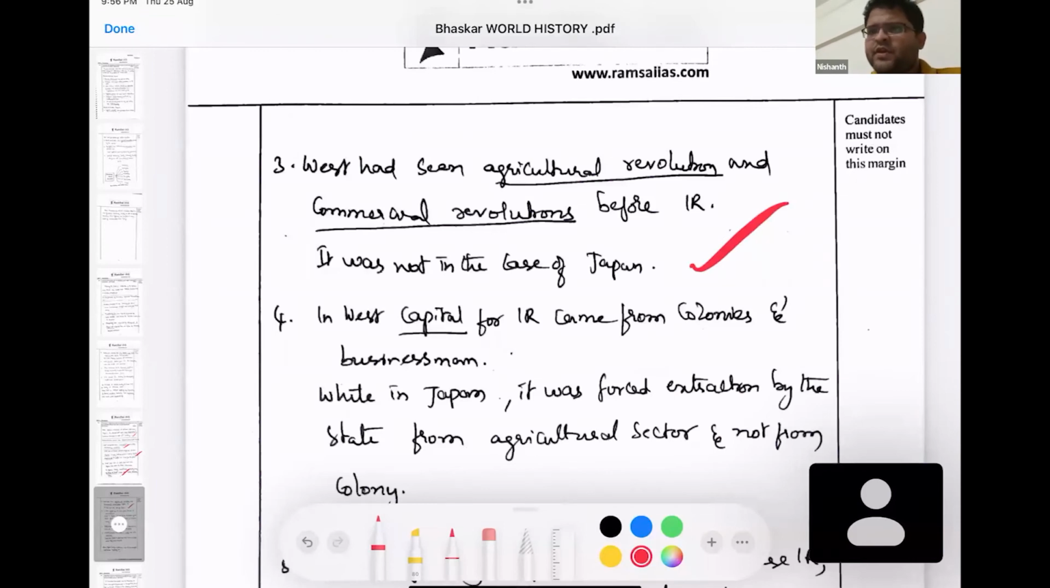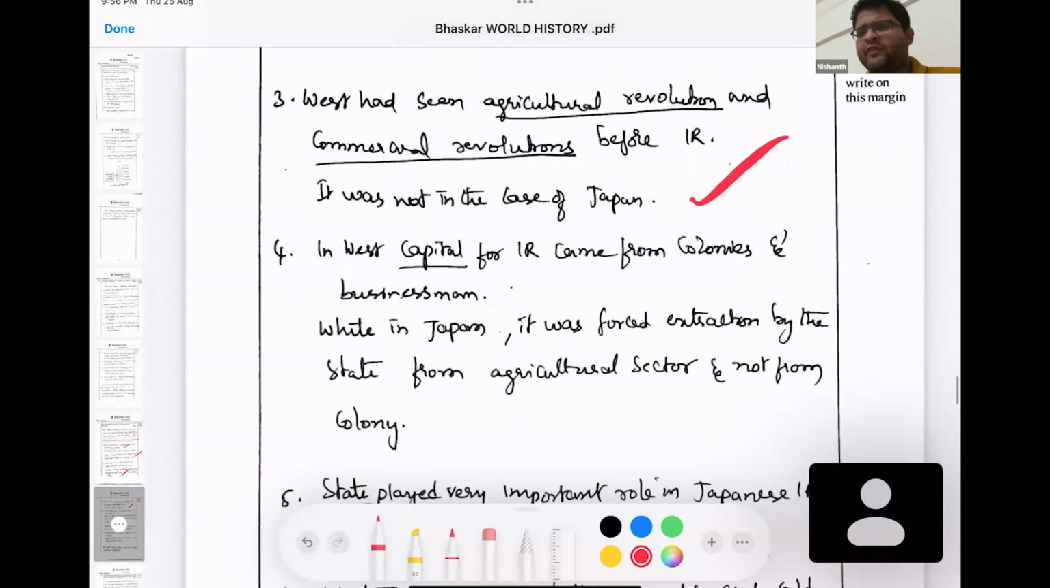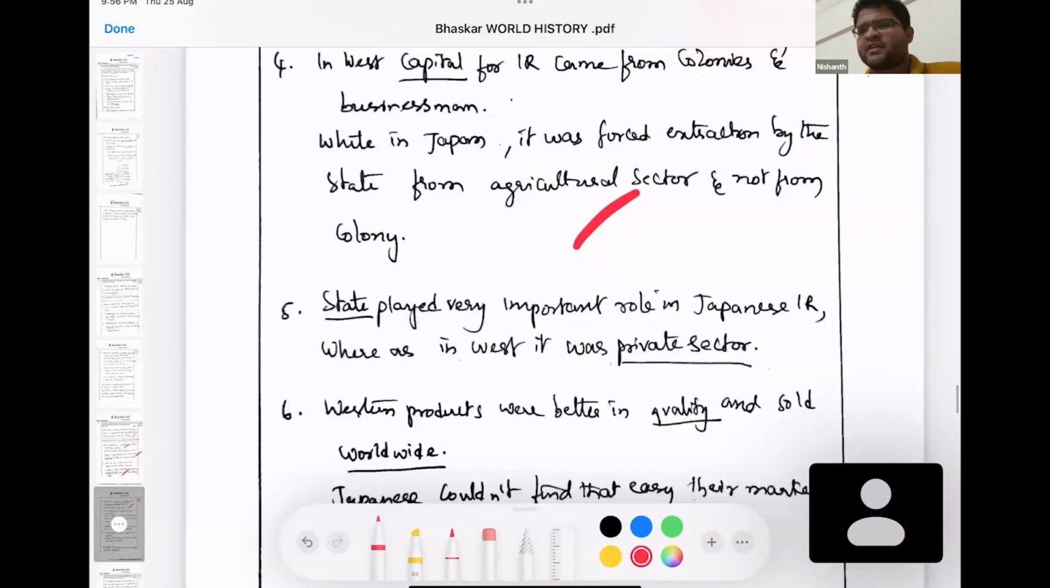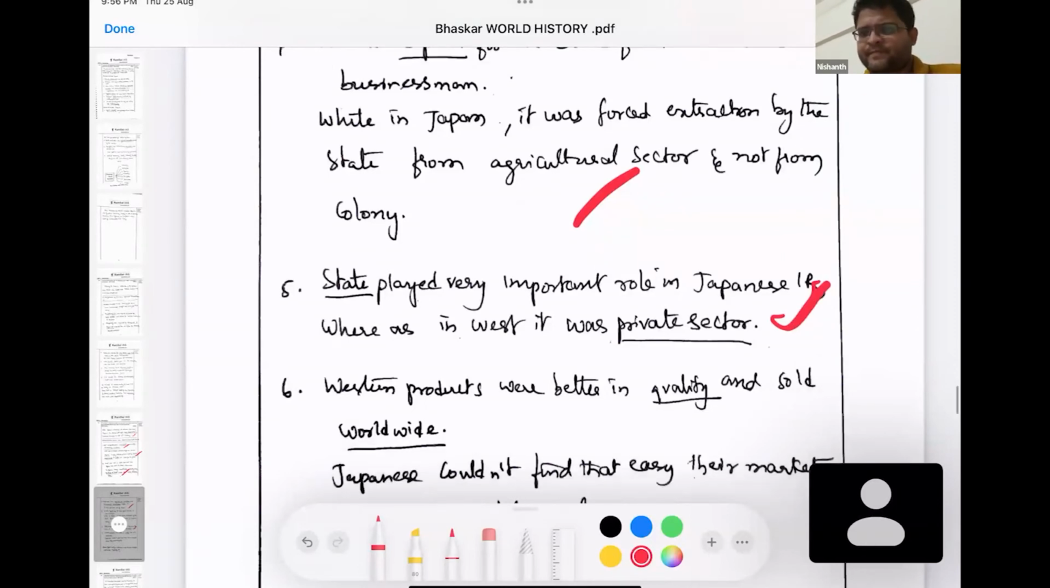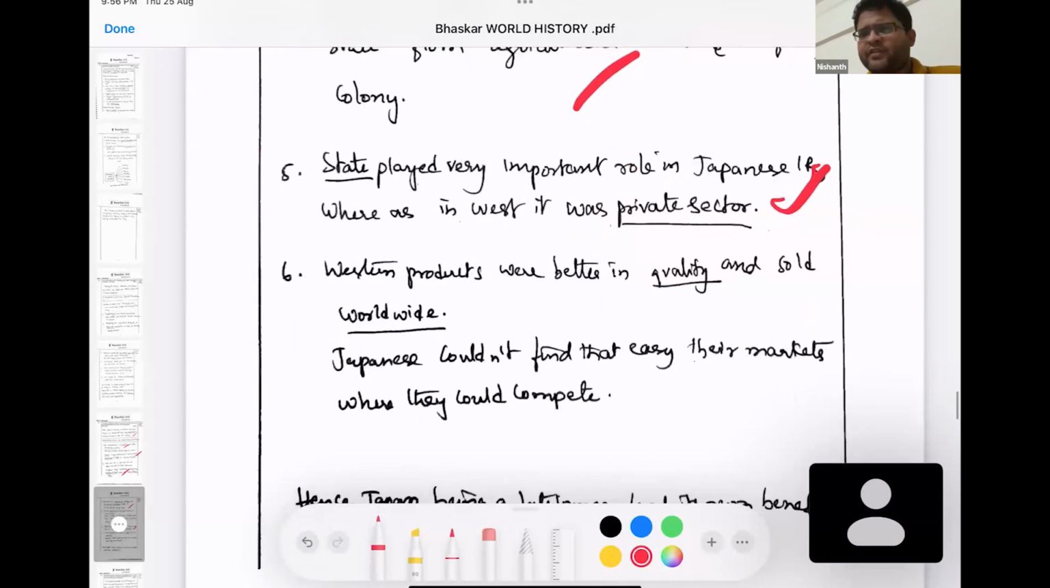Good. So I am happy with your world history answers actually. So far I have seen Jitendra's answer, Raghu, and now Bhaskar. You're all writing good answers. Hopefully, you're writing without seeing. That is important. You're writing very valid points.